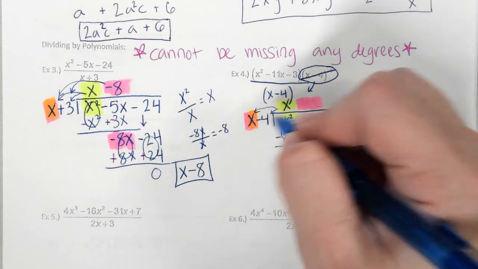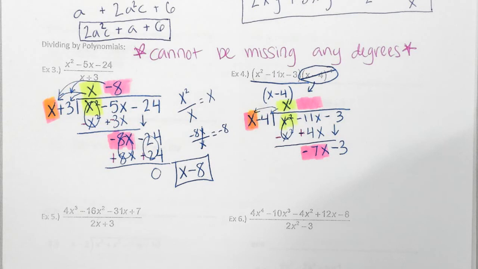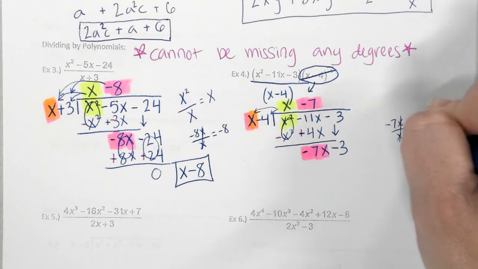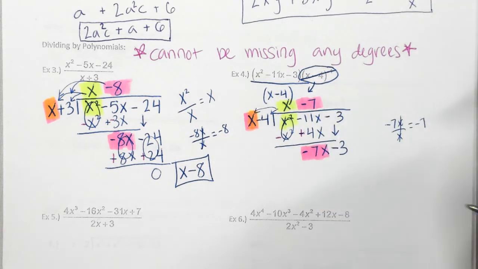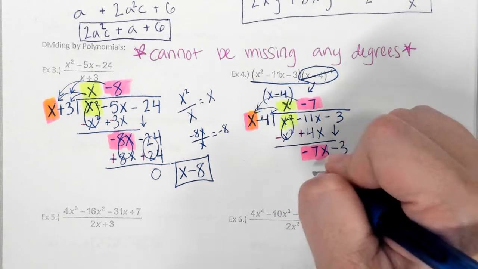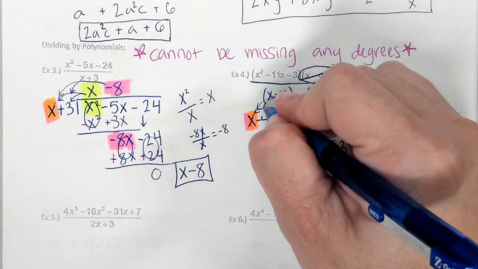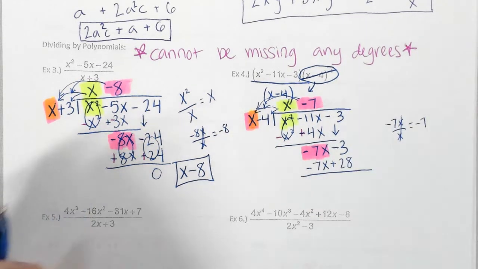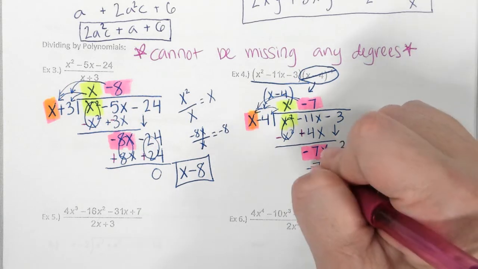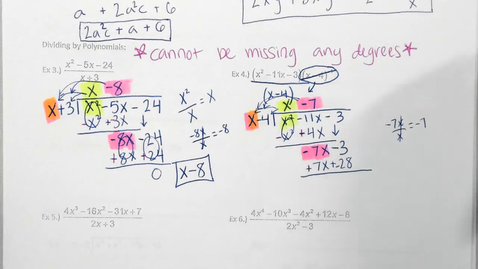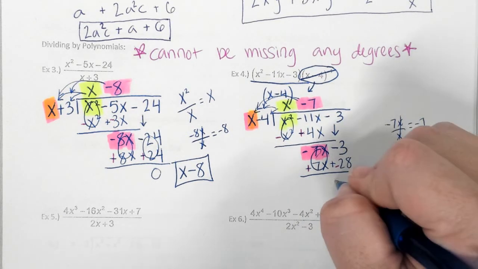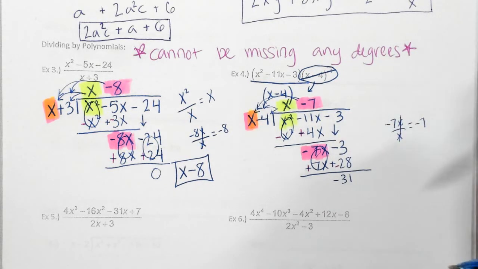So x times what gives you negative 7x? Negative 7. Again, you could think about it as division. Negative 7x divided by x, the x's cancel, equals negative 7. And then we multiply. Negative 7 times x is negative 7x. Negative 7 times negative 4 is actually positive 28. Now I have to subtract. Two negatives make a positive. Positive and negative make a negative. My first term has to zero out, and it does. But my second term doesn't, and I get negative 31, and I don't have anything else to bring down.